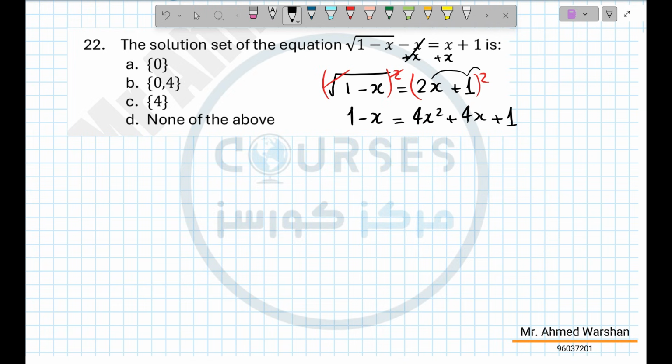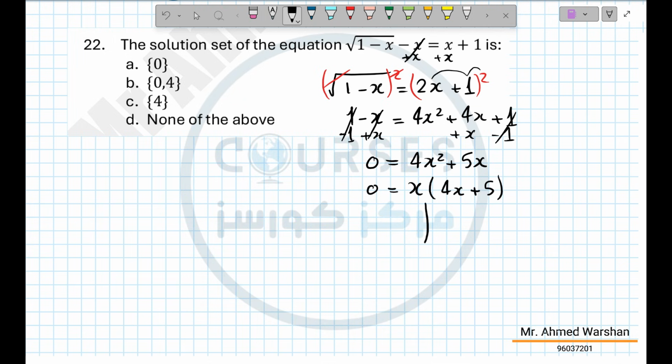I need one side to be a 0 because this is a quadratic, so minus 1, this cancels, and also this cancels, plus x, so you are left with 0 equals 4x squared plus 5x. This is a quadratic where you don't have the c, so you solve this by taking x as a common factor. So 0 equals x times 4x plus 5.